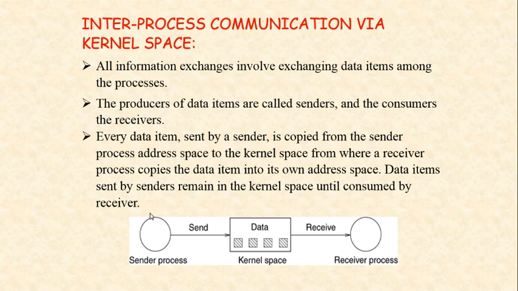Interprocess communication via kernel space. Basically, all information exchanges involve exchanging data items among the processes. Here, the producers of data items are called senders and the consumers are called receivers. In this, every data item sent by the sender is copied from the sender process address space to the kernel space. From the kernel space, the receiver process copies the data item into its own address space. Data items sent by senders remain in the kernel space until consumed by the receiver.